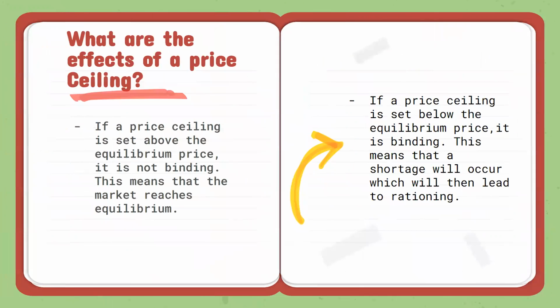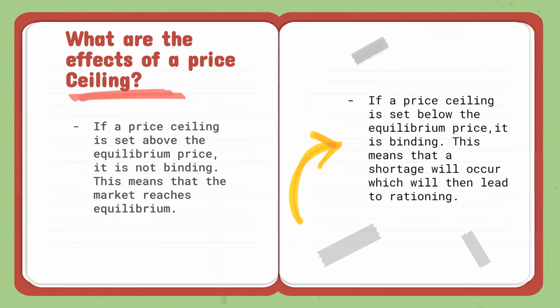And for the price ceiling, the inverse is true. If the price ceiling is set above the equilibrium price, then it is not binding. And if it's set below the equilibrium price, then it is binding.